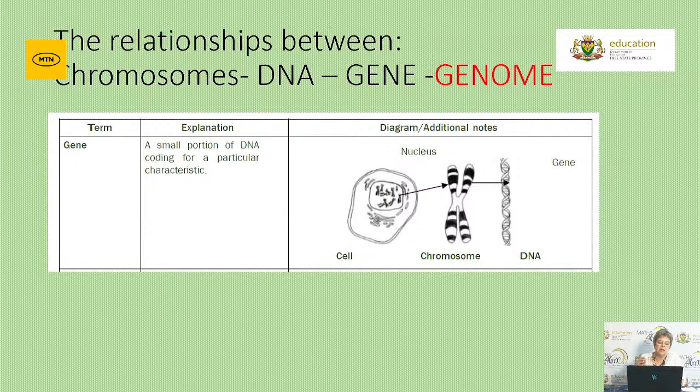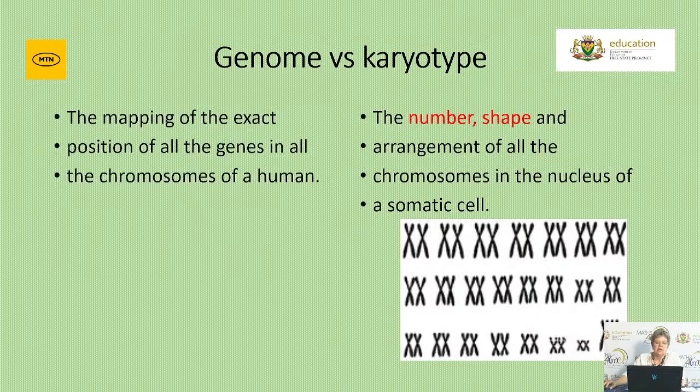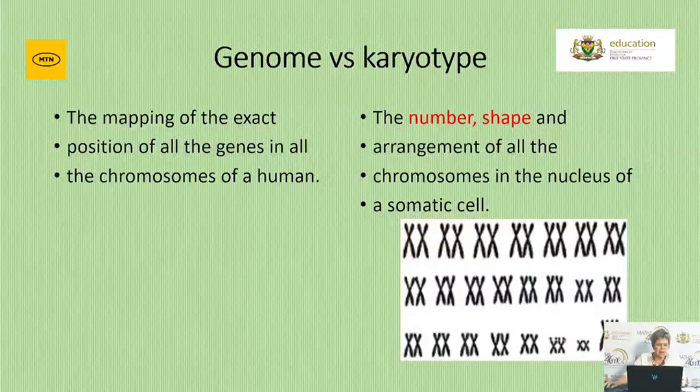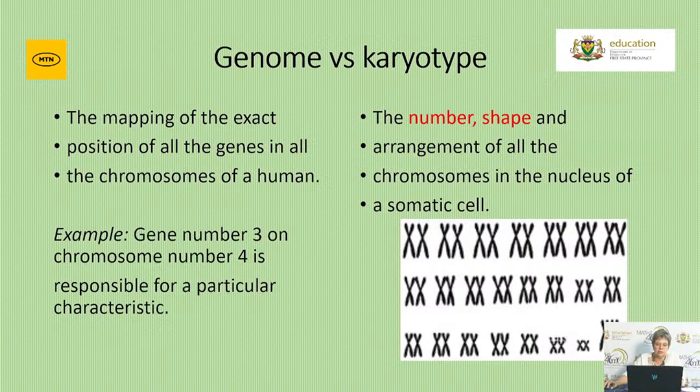DNA, on the other hand, codes for all your characteristics. I'm going to say that again. A gene only codes for one characteristic, and DNA codes for all your characteristics. So that's the difference between a gene and the DNA molecule. Then the other one that is problematic is a genome versus a karyotype. A genome is the mapping of all your genes on all your chromosomes. And a karyotype is the arrangement of the number and shape of all your chromosomes. So listen carefully.